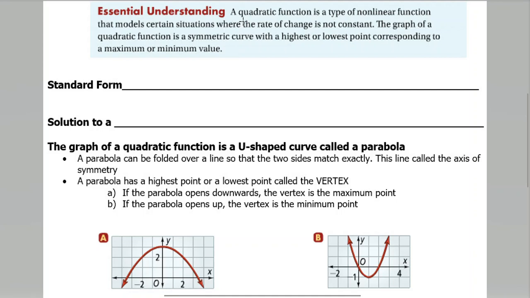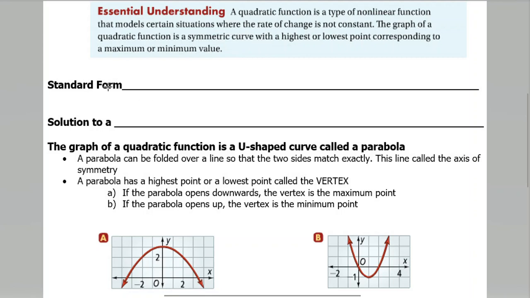Alright, so essential understanding. A quadratic function is a type of nonlinear function that models certain situations where the rate of change is not constant. The graph of a quadratic function is a symmetric curve with the highest or lowest point corresponding to a maximum or minimum value. Alright, that sounds like a bunch of mumbo jumbo you guys probably don't understand, but you will by the end of this video. Alright, but that's what we're learning today.